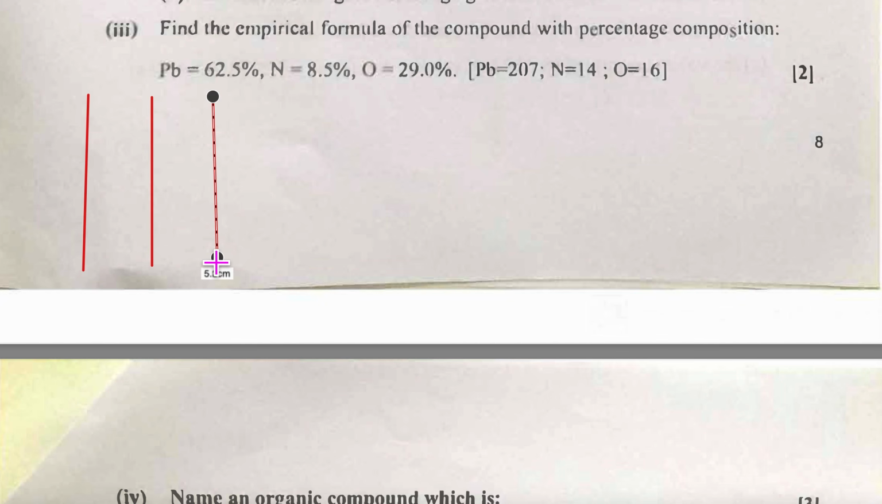Then we have the atomic weight, then the relative number of atoms, and then the simplest whole number ratio. Everybody knows by heart. So element: this is Pb, leave one line, N, leave one line, O.